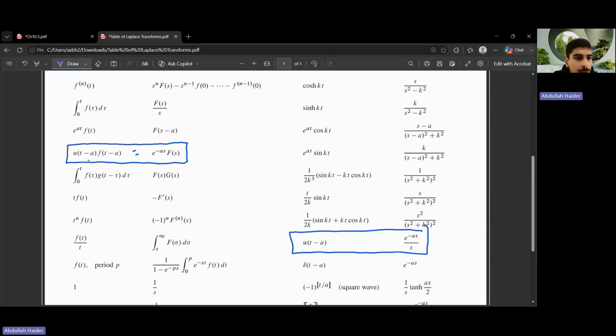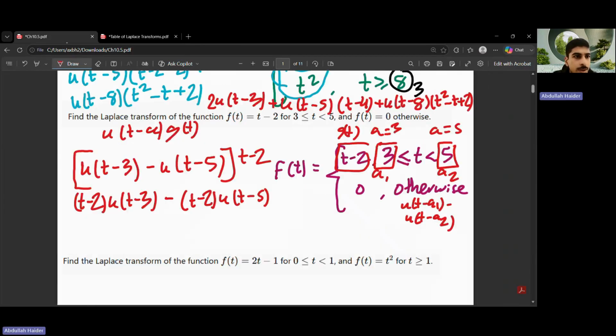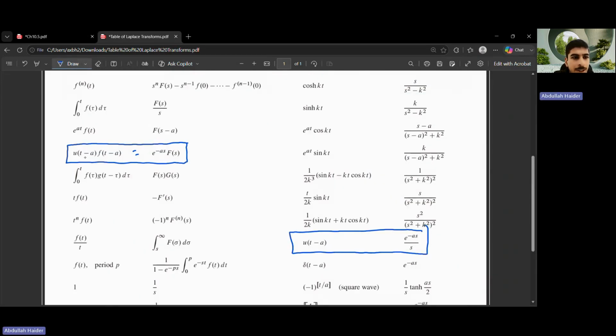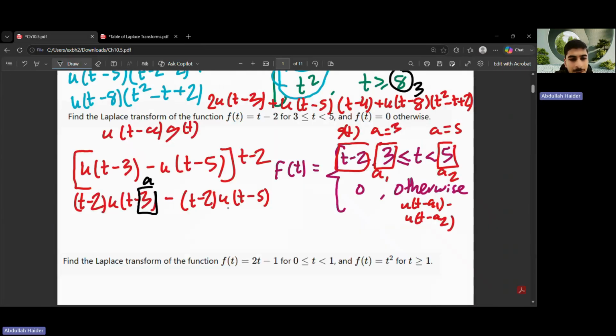So as you can see, u(t minus a) f(t minus a). Here we don't look at this t minus 2, we look at u(t minus a), so this is your a. This is your a1, I just call it a. And then you have here u(t minus a) f(t minus a). You have u(t minus a), this is your second a, and this is your f(t).